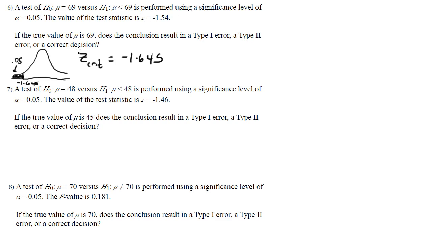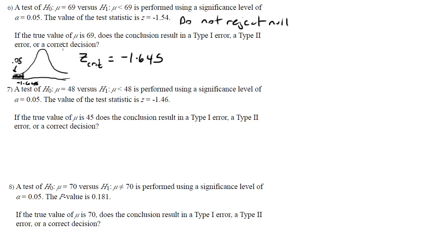So this negative 1.54, it's not less than negative 1.645, it's greater. It's in this region here. Right? So negative 1.54 is somewhere here. So the decision here is do not reject the null. That's the decision. We do not reject the null hypothesis. So this is the decision based on the hypothesis test.